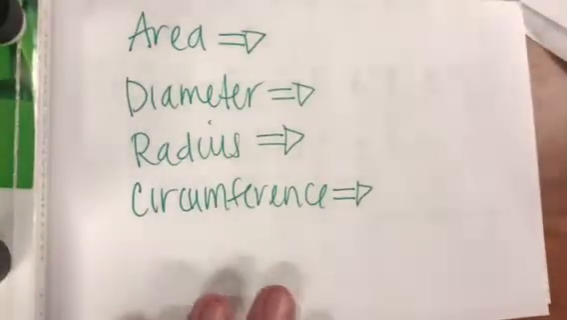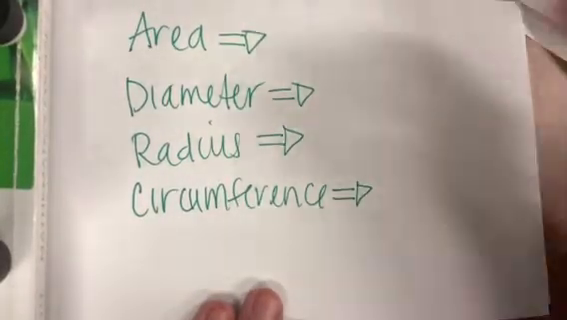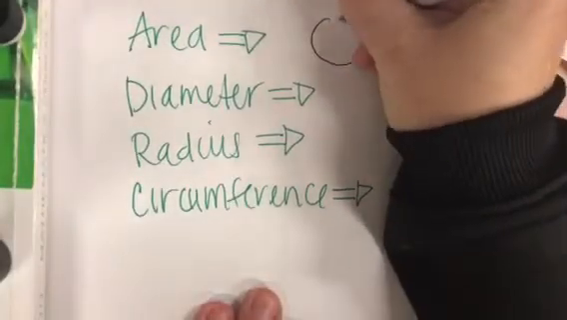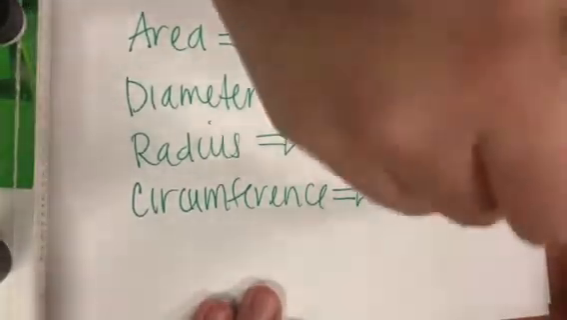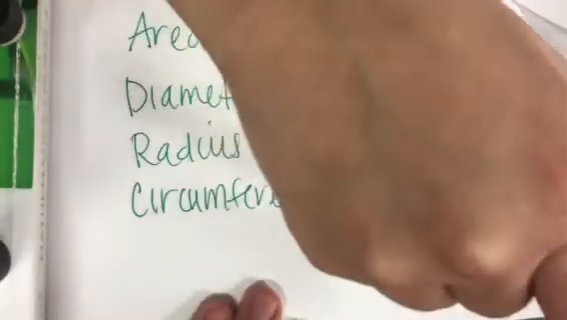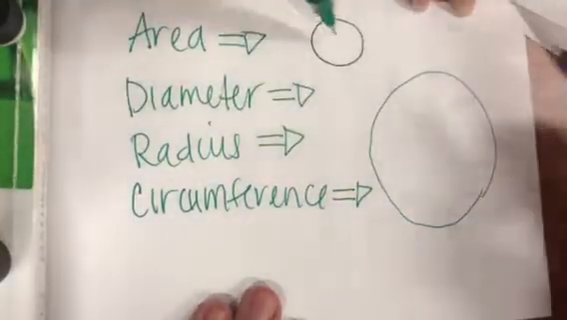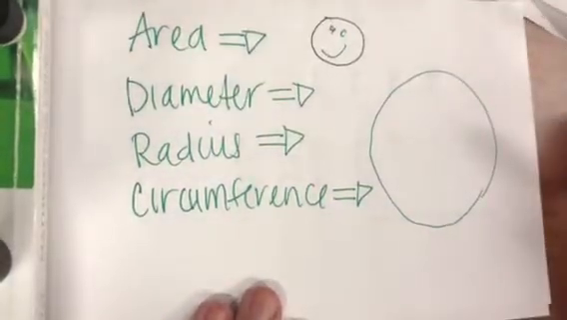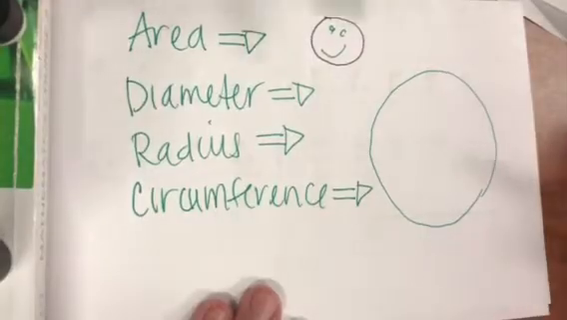Area. What is area? If I have a circle, which part of that is the area? You can do all four of these in one. Okay, so we'll just turn this into a happy face. There we go. Okay, so we can do area. It's not a very good circle, but that's okay.